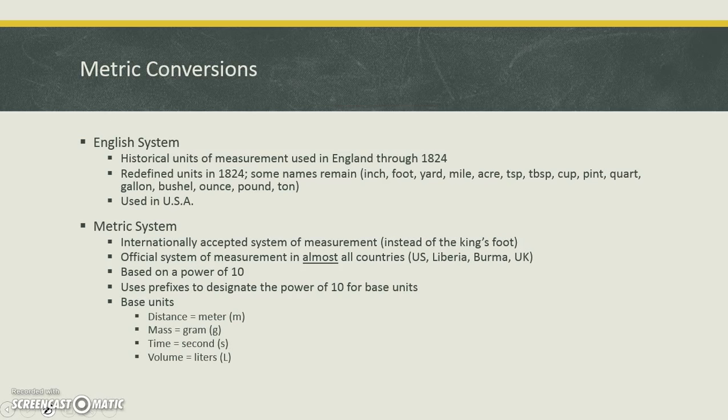Okay, the metric system is nice because it's based on a power of 10, and it uses prefixes to designate the power of 10 for the base units. Now, before we get into these prefixes, the base units that you need to make sure you know are: for distance, the meter, and the abbreviation is m. For mass, it's gram, and the abbreviation is a lowercase g. For time, it is seconds, and the abbreviation is an s.